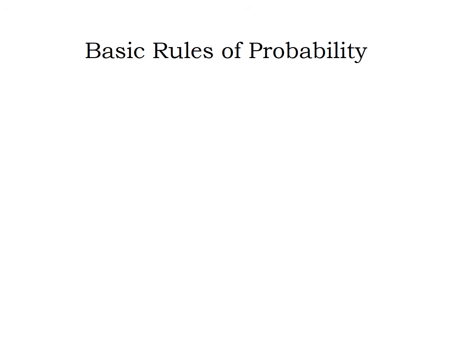Now let's talk about some basic rules of probability theory. So first of all, probability is always between 0 and 1. A probability of 0 means the event cannot happen, and a probability of 1 means the event will happen. Now, if you take a probability and multiply it by 100, you have the percent chance of that event happening. So if something has a probability of 0, it has a 0% chance of happening. If something has a probability of 1, it has a 100% chance of happening.